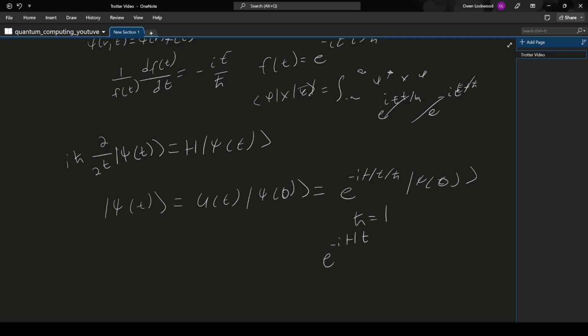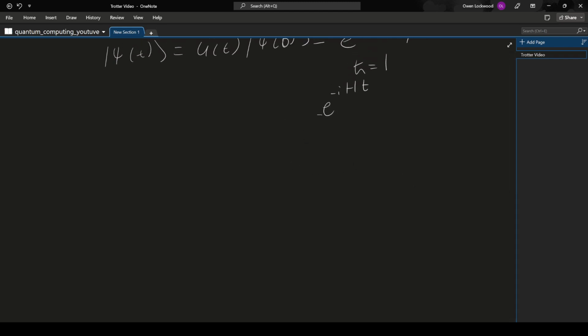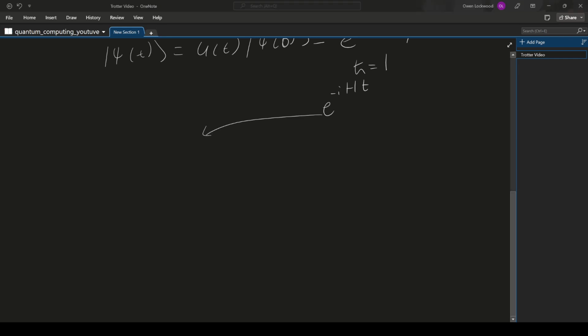This is a lot of introduction before I even talked about Trotterization or quantum computers. This is the first time we're talking about either of those things. So now let's talk about it a little bit more. We have our equation, e to the negative i H t, which is the time evolution operator, as it's commonly called.